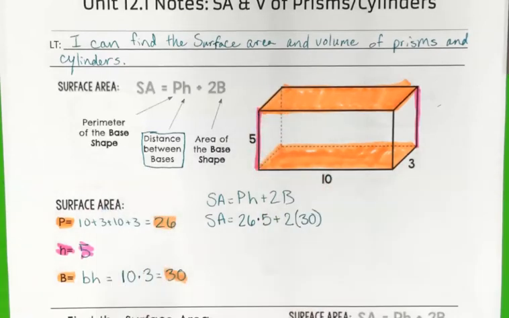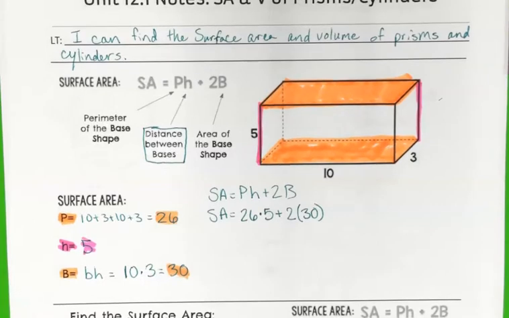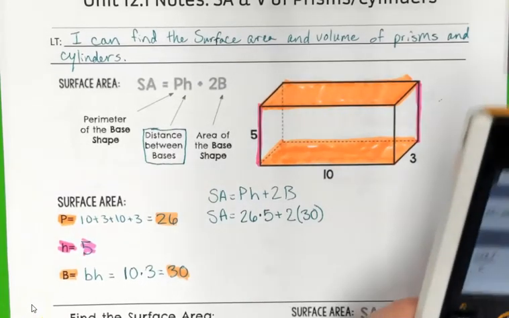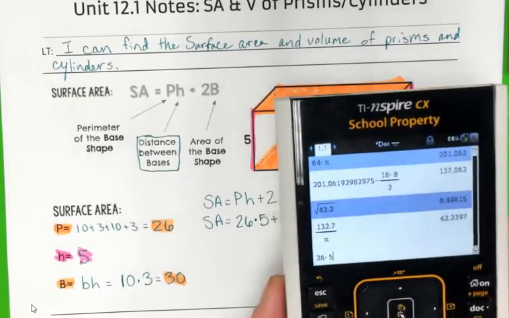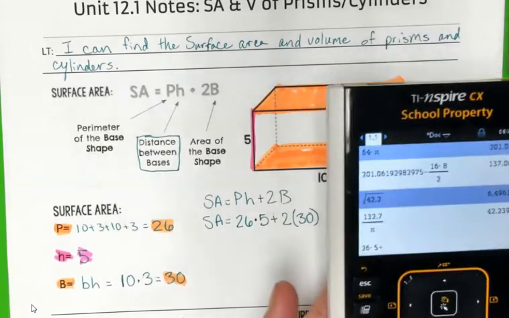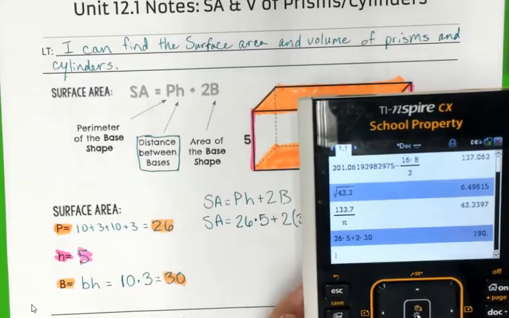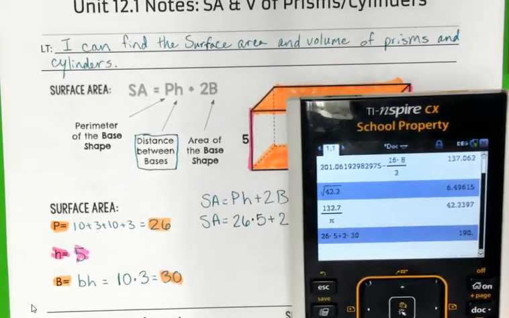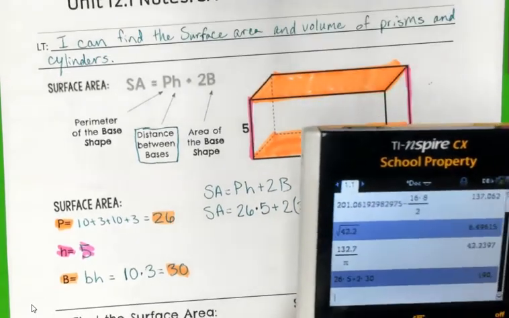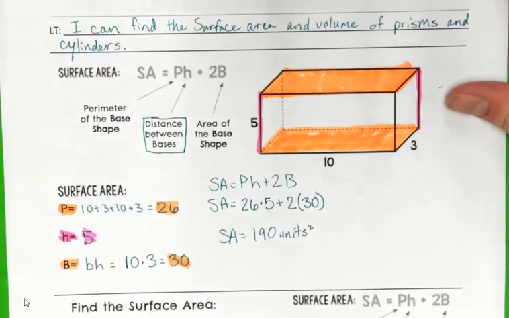And then the height is just how far apart the bases are. So that's why that works the way it does. All right, so we just need to put this in our calculator. I have my calculator, and I'm just going to simply take 26, multiply it by 5, and add, and so you end up getting 190 for that answer. And that is the total surface area of this shape.